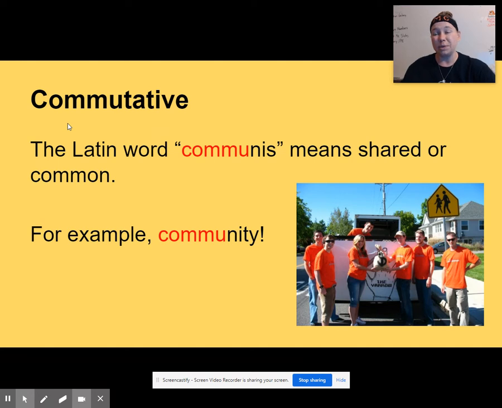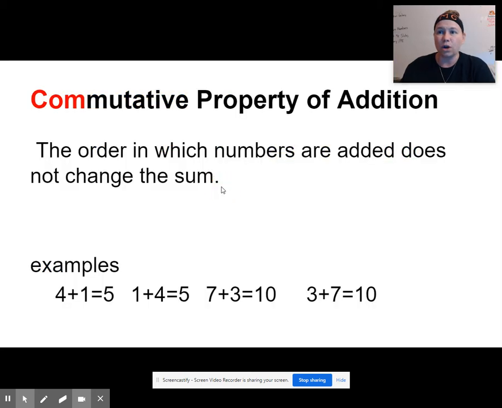Some of the properties of addition are commutative, and the Latin word communis means shared or community, shared or common. So for example, in a community, you all have something in common. You all live in the same area. You share something. So we are the Meucci's Crew community. We have that in common. We're all together. You are part of the Ben Franklin community, so you all go to Ben Franklin. COMMU means together or common.